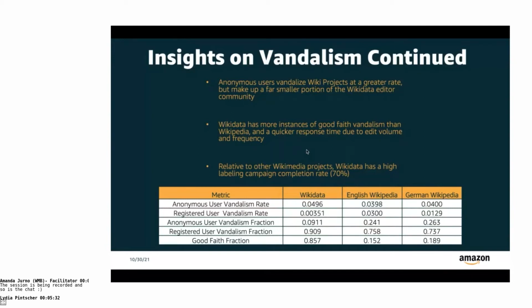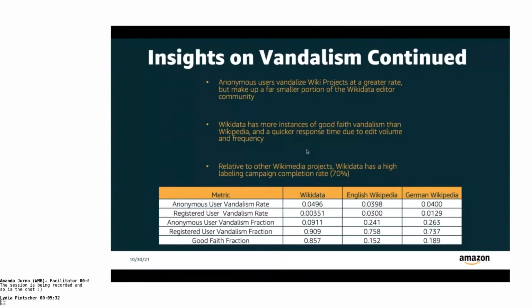Wikidata also has far more instances, as I mentioned before, of good faith vandalism than Wikipedia, and a quicker response time due to edit volume and frequency. Relative to other Wikimedia projects, Wikidata also has a pretty high labeling campaign completion rate, at least in the data that we had available. But in general, as I said before, a lot of the information was relatively outdated. So being able to provide data donations in the future at a continuous cadence will help train these models to new information as it comes in and the ever-changing corpuses of Wikidata and Wikipedia in general.